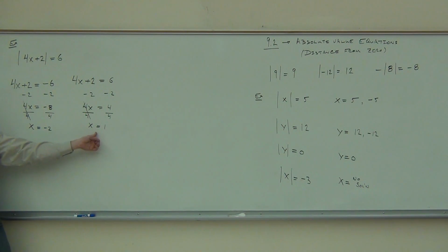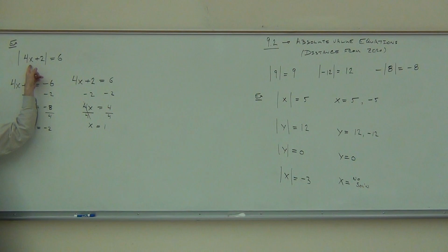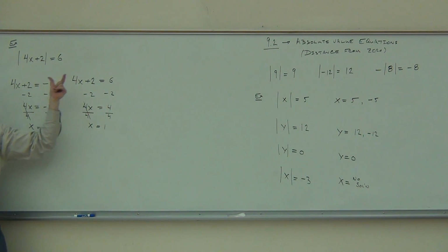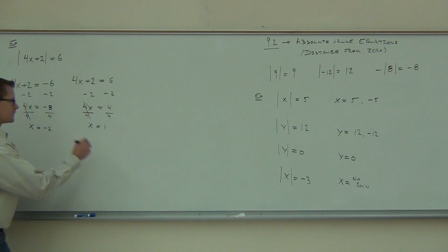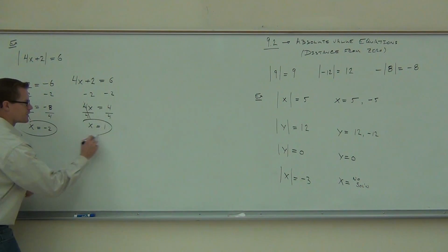Let's plug in 1. Everybody, what's 4 times 1? 4. Plus 2? 6. What's the absolute value of 6? 6. So is that a solution? Yeah. Let's try -2. What's 4 times -2? -8. Plus 2? -6. What's the absolute value of -6? 6. That's what we said. If the inside equals -6, the absolute value will make it positive no matter what. So we get 2 solutions out of that thing.